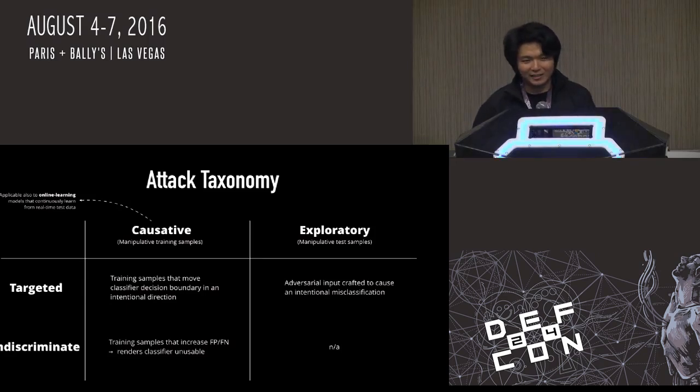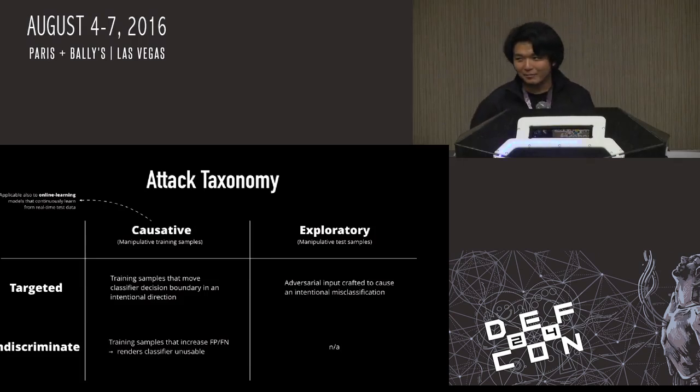That's a little less interesting. That's what I did last year in talks. But what's more interesting, I think, are exploratory attacks. In this attack model, you have no access to the model. You have no access to the training phase. What you're doing is just a black box attack in some scenarios, where you're feeding it weirdly crafted samples that look correct to a human, but the machine gives you a wrong result.